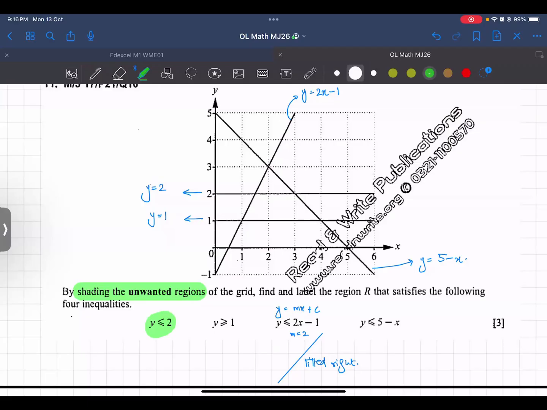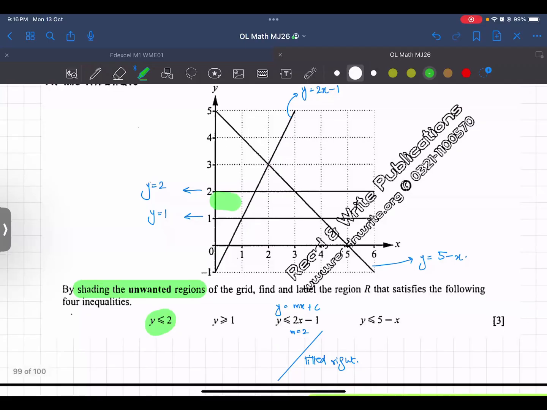Let's see. y is less than or equal to 2. Less than or equal to 2 means everything below. But we don't want to shade the part which is wanted. We want to shade the unwanted. So everything above y equals 2, because they have given you less than, and you have to shade the part which is unwanted.